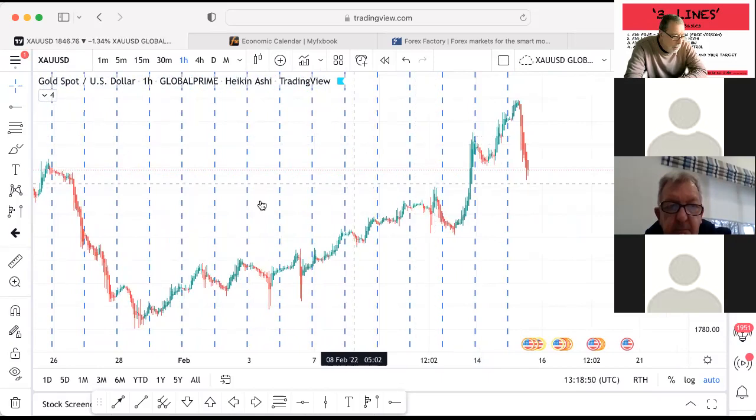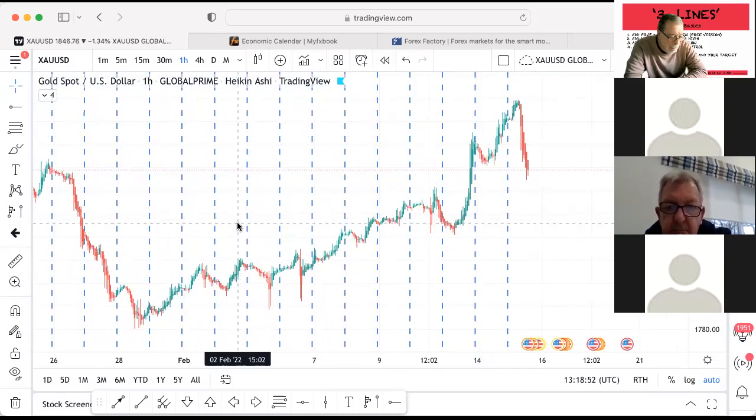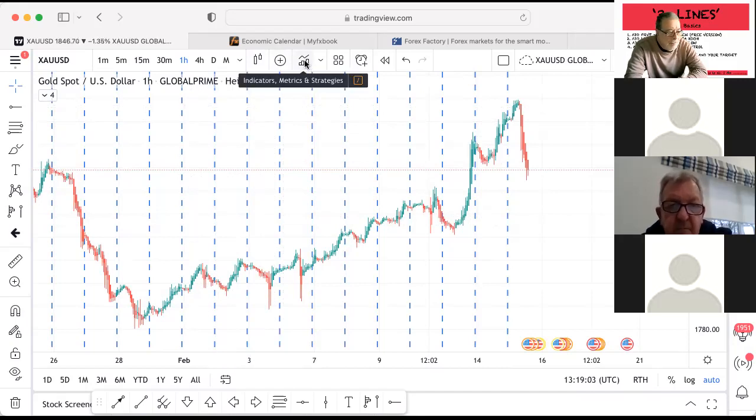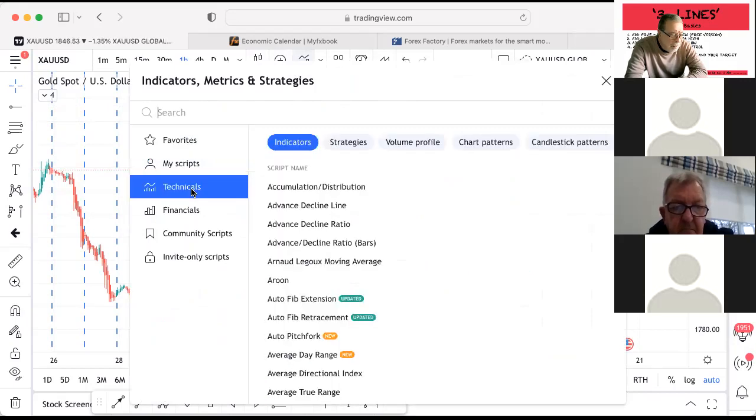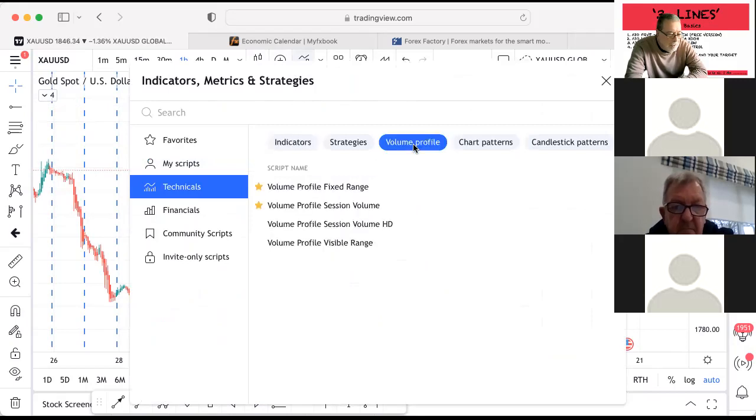What I can do, if you're using a paid version of TradingView, is you can get a volume profile indicator, which makes life slightly easier, slightly different version. What you do is you go into, which one is it? You go into technicals, I believe. Yes, technicals. Then volume profile, click on that. And then you click on fixed volume, so volume profile, session volume.